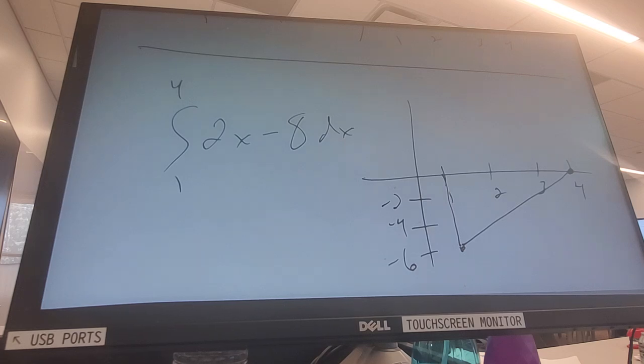I'm not saying you have a physical negative area. I'm saying that if this represents money, this would be a loss of money over time. Yes? Unfortunately, that makes physical sense.